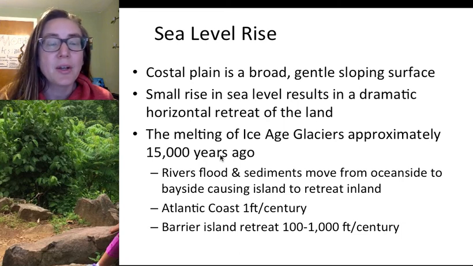In the Atlantic coasts, our sea level rises approximately 1 foot a century. But then, if we correlate that to the barrier island retreat, barrier islands are very much in motion. They are always moving. So they're approximately moving 100 to 1,000 feet per century towards the mainland.